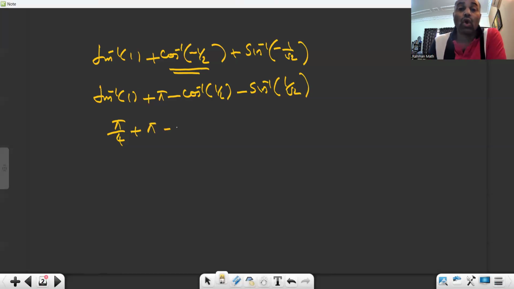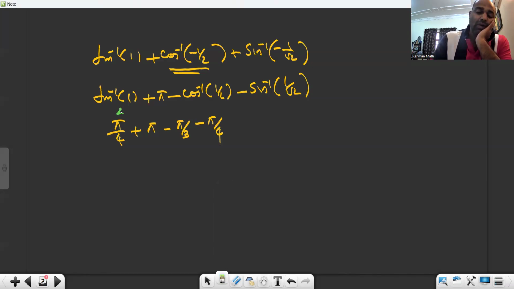Pi minus cos what is 1 by 2? That everybody should know. Cos 60 is 1 by 2. Sin what is 1 by root 2? Pi by 4. Yeah, many people are giving the correct answer.